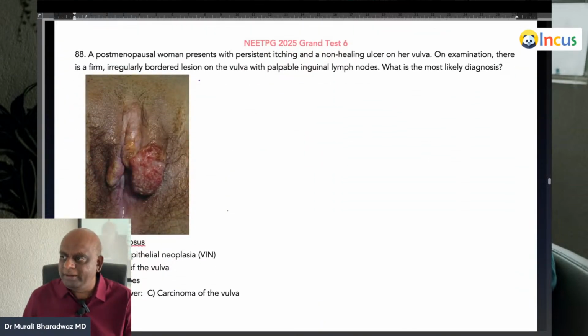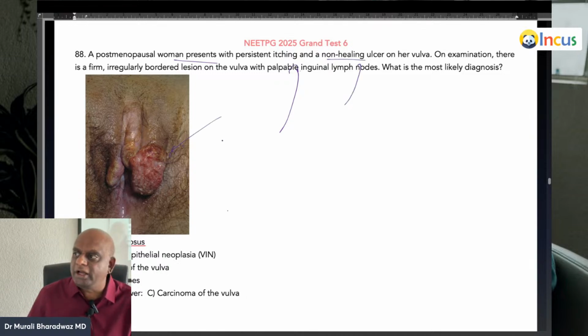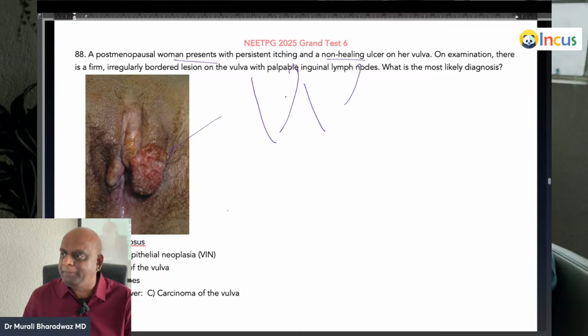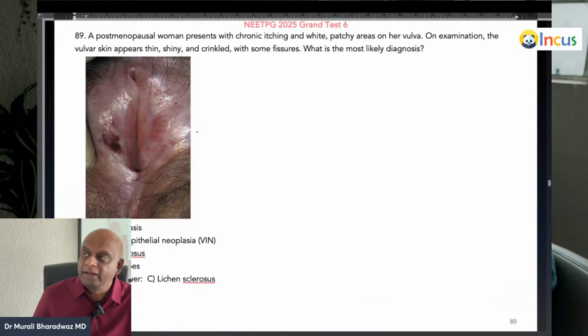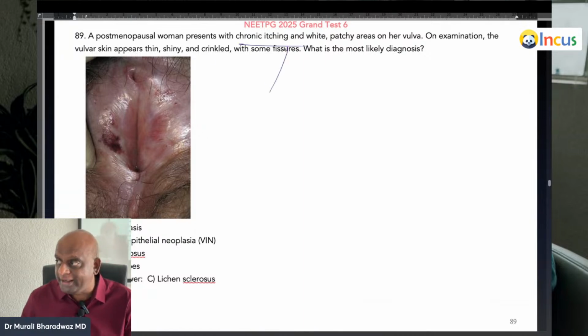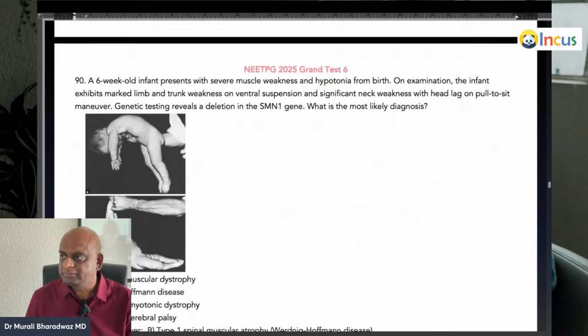A postmenopausal woman presents with persistent itching and a non-healing ulcer on her vulva, which is irregularly bordered, with palpable inguinal lymph nodes, classical of carcinoma of the vulva. A postmenopausal woman with chronic itching, white patchy lesions on her vulva, which is typical of lichen sclerosus.